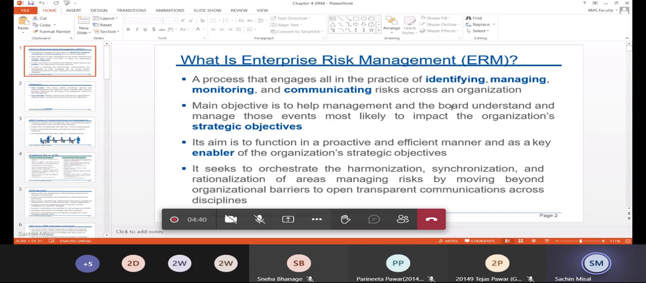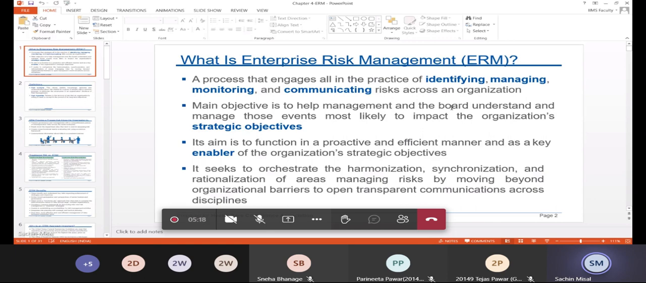They have to communicate with the concerned authorities regarding the risk, maybe in advance, maybe after getting a risk also, about what the actual status of that risk is, how it is impacting, what hazards and disadvantages we can face, or what precautions we can take or action plan for that. That communication with the concerned authorities can be done by this team. So it is a process engaged in identifying, managing, monitoring and communicating risk across an organization.